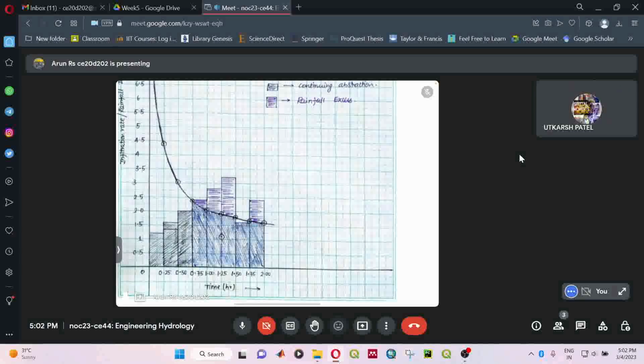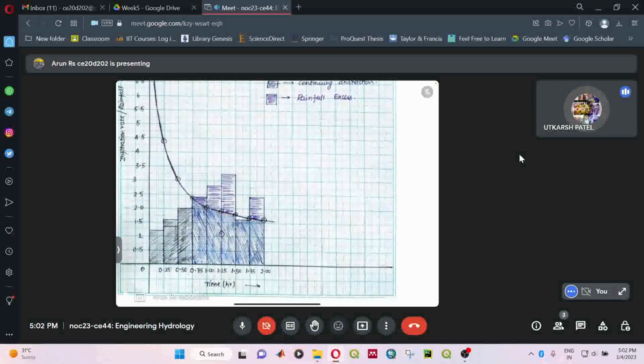Sir, if the question asks for the runoff that occurred in 1.50 to 1.75, will our answer be 0 or something else? It is zero, yes. Because everything is infiltrating. Your rainfall intensity is less than the potential infiltration rate, so there is no runoff that occurs in that particular time step.